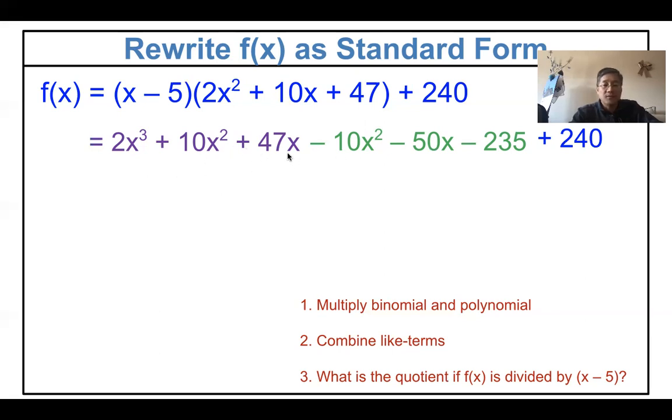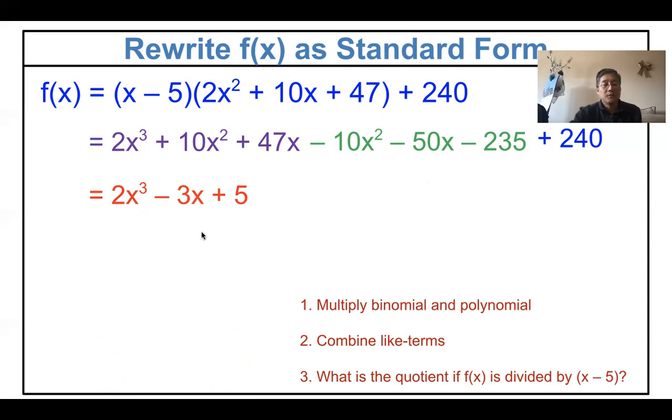How about x? 47x minus 50x. If you combine, what do you get? 47 minus 50 is negative 3. So negative 3x, right? So far, 2x cubed minus 3x. But the numbers, negative 235 plus 240. If you combine them, you get the plus 5. So this is it: 2x cubed minus 3x plus 5. This is the original function.